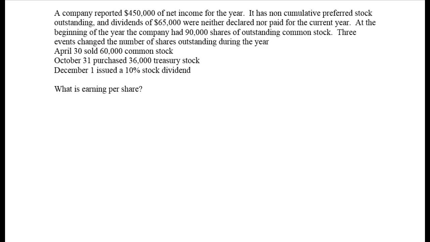Let's try one more tricky one. In my last example, a company has 450,000 of net income. They have non-cumulative preferred stock outstanding and dividends of 65,000 that were neither paid nor declared for the current year, but it's non-cumulative stock. At the beginning of the year, the company had 90,000 shares outstanding, and there were 3 events that changed it. They issued 60,000 shares in April, purchased 36,000 for the treasury on October 31st, and on December 1, did a 10% stock dividend.